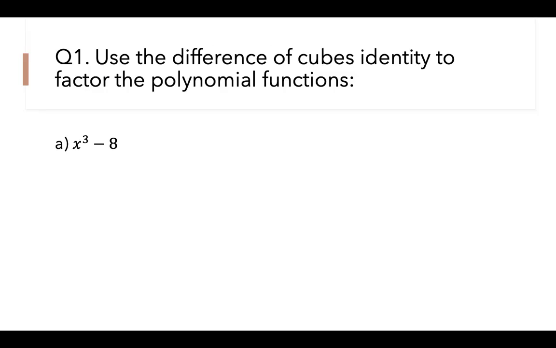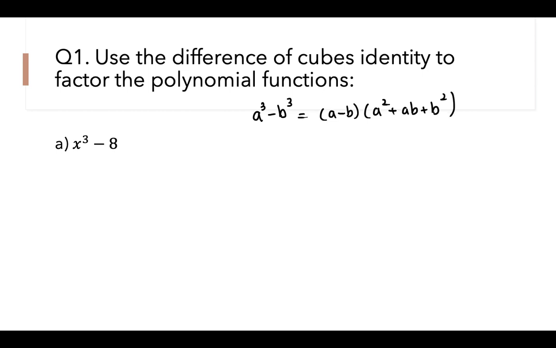So question number 1, use the difference of cubes identity to factor this polynomial function. So as you can see, let's rewrite this again. a cubed minus b cubed is equal to a minus b, and then a squared plus ab plus b squared.